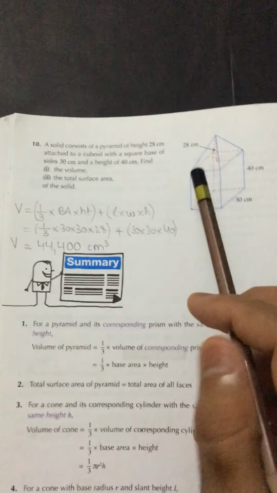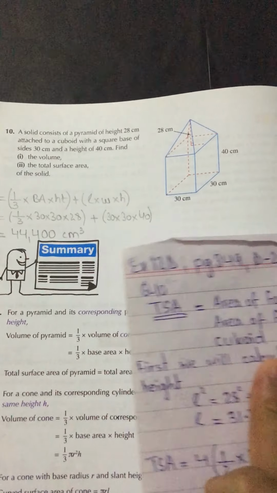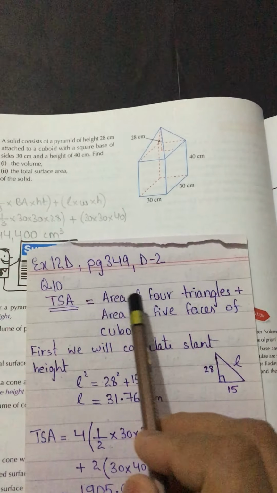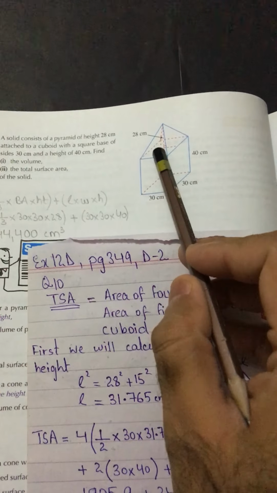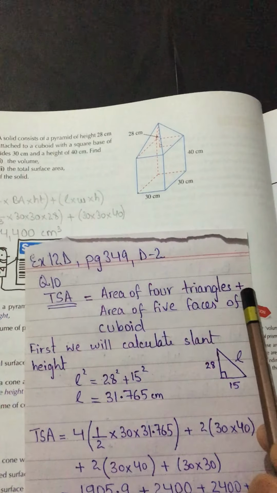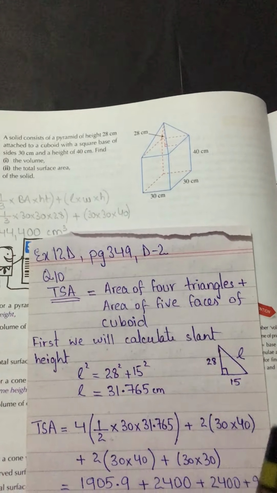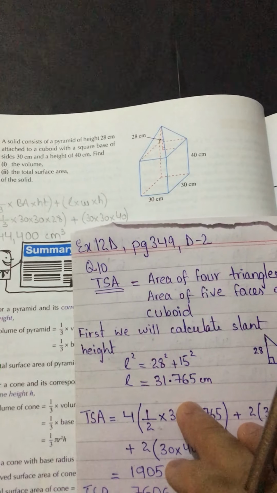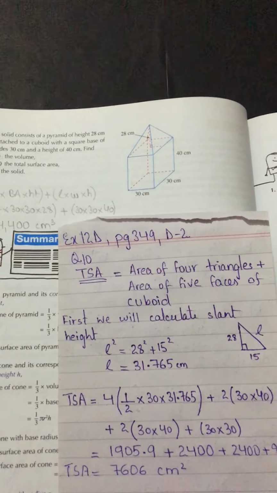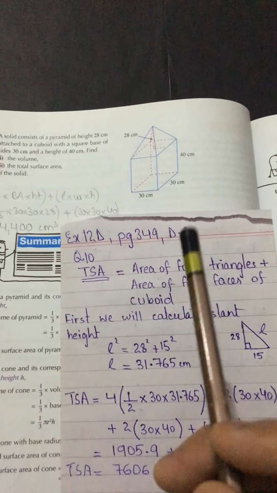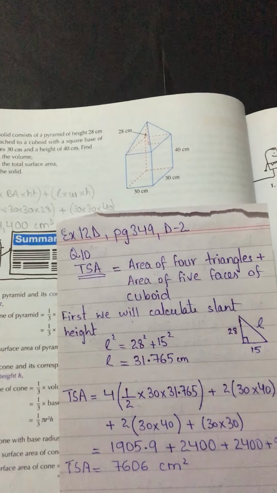So now I will start by writing the formula, and the formula for the total surface area will be area of 4 triangles plus area of 5 faces of cuboid. Remember, a cuboid has 6 faces, but we are not considering the top face since we are finding the total surface area, so there will be 5 faces. Now we just have to put in the values.